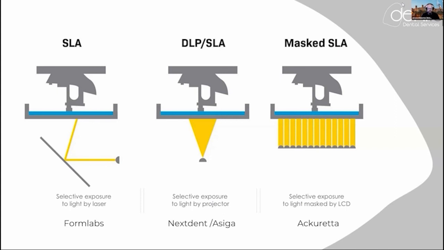The technique we're using nowadays more and more is basically the DLP SLA, and that is like the Nextdent or a SprintRay, and it's using a projector underneath, and it projects the entire object at once. And the new part we have is the masked SLA. Those are the new type of printers. For example, we got the Accuretta, Phrozen is another famous example. They work with an LED screen. So every printer has its advantages and disadvantages, and we'll talk a little bit about that later also.